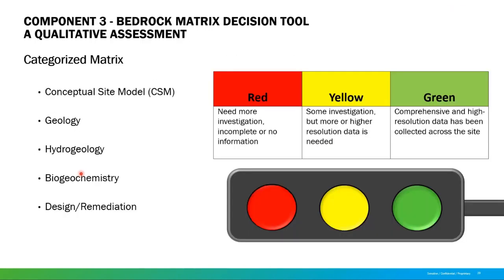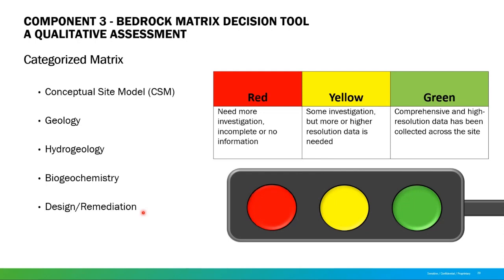And then the third component is our Bedrock Matrix decision tool. This is basically for a qualitative assessment of how you're doing with your site characterization so far. And this is broken out into categories. You'll recognize the fundamentals that Jim gave us a great overview of: geology, hydrogeology, and biogeochemistry there. And then we also specifically called out conceptual site models, CSMs, and then the design remediation components, because they really intertwine those fundamental concepts and need a standalone category.